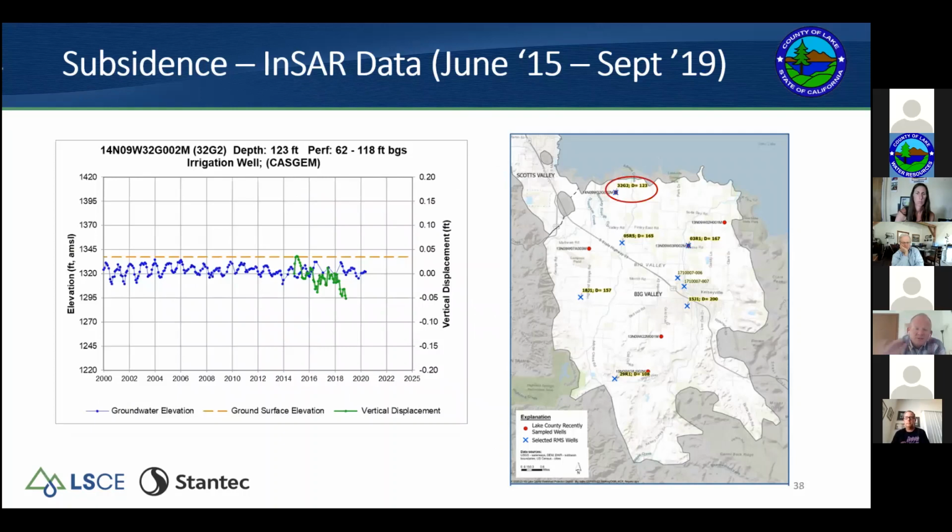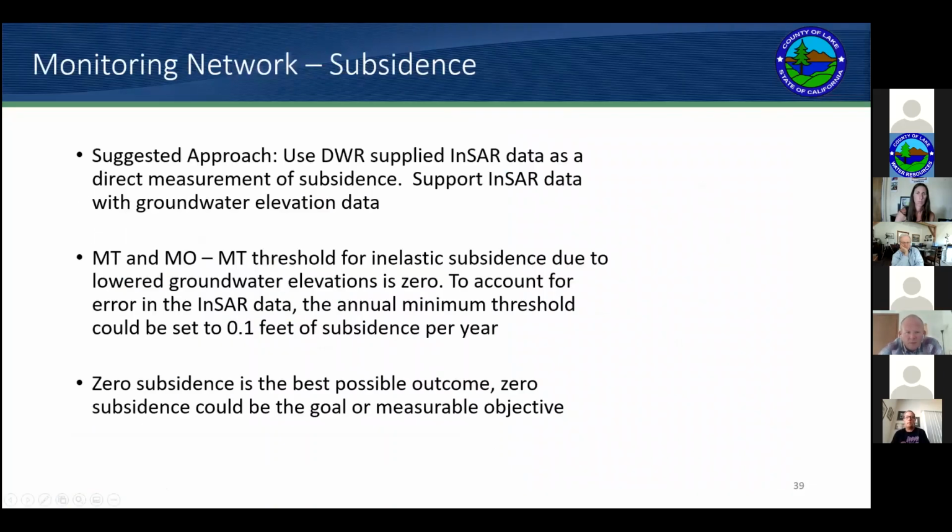So anyway, that's just a thought on MOs and MTs on subsidence. So again, similar to water quality, what do we want to do about setting MTs and MOs for subsidence? So recognizing that the error in the InSAR data is about 0.1 feet per year, that's essentially our detection limit with this sort of approach.